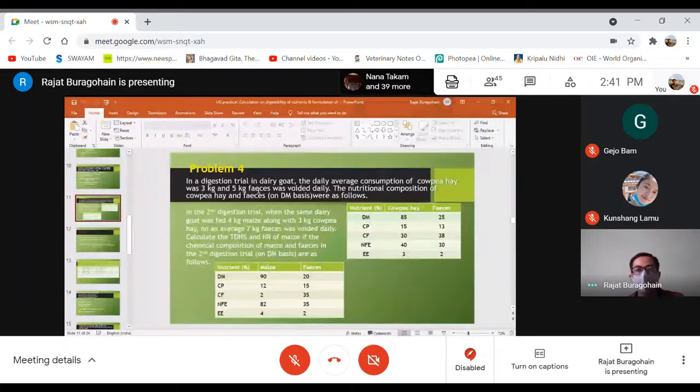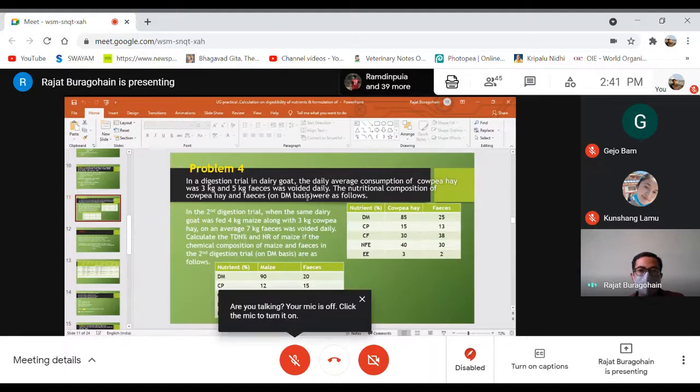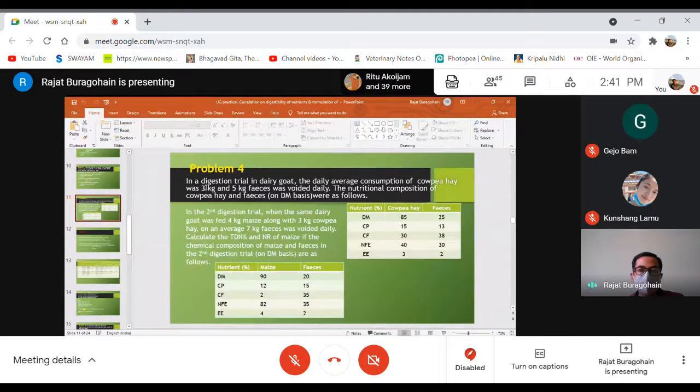There was 5 kg feces. Okay, the nutritional composition of cowpea hay and feces on dry matter basis, here also it is given on dry matter basis, were as follows. This is the cowpea hay. That means when 3 kg cowpea hay was fed, 5 kg feces was voided. So these were the nutrient percentages of the hay and feces on dry matter basis.